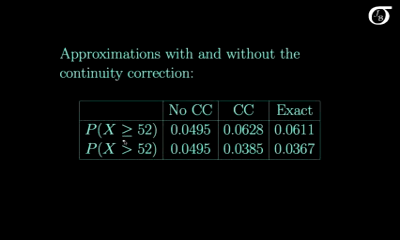If we're interested in the probability that x is bigger than or equal to 52, without the continuity correction we got 0.0495. But with the continuity correction we got 0.0628, which is much closer to the exact value based on the binomial distribution. That's what this exact value is coming from. Similarly down here, when we wanted greater than 52, we had 0.0495. We used the same calculation in both cases. We didn't use our continuity correction. And with the continuity correction, we get 0.0385, which is much closer to the exact value based on the binomial distribution. So the continuity correction has greatly improved our approximation.